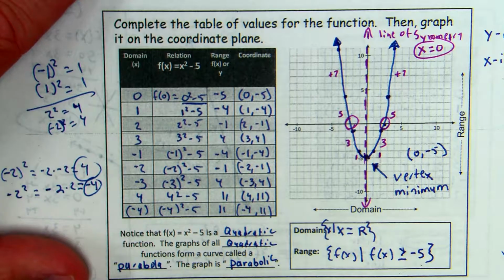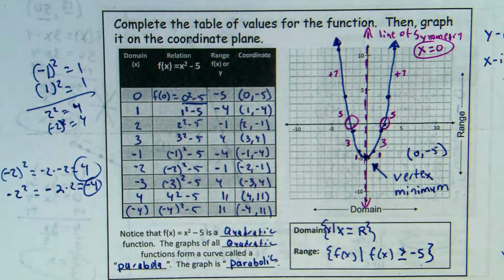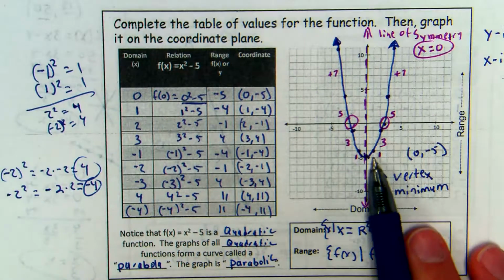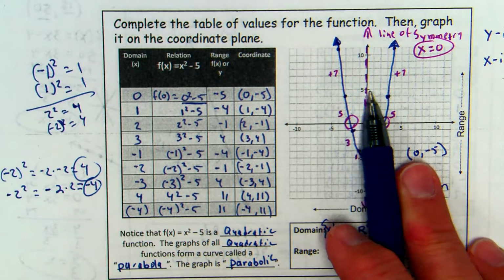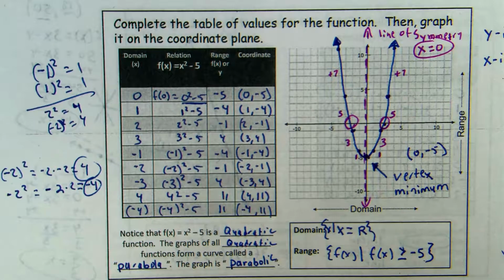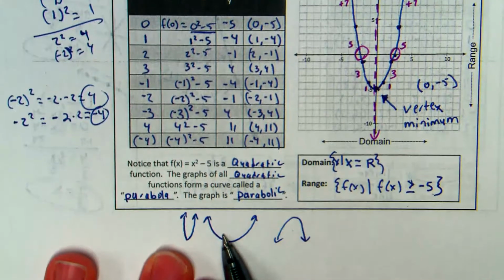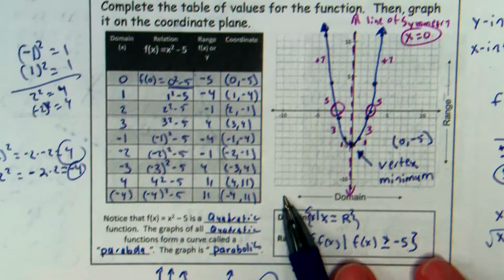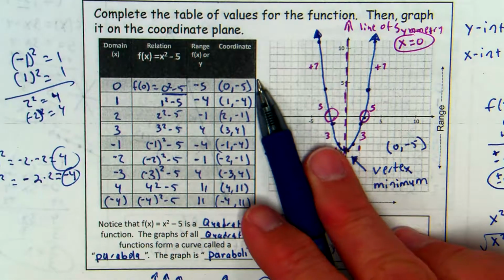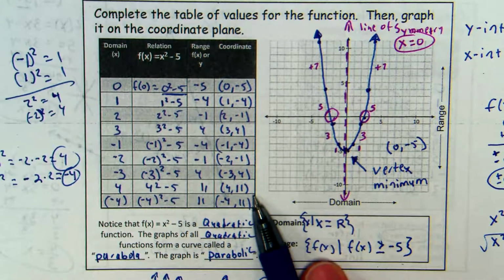Again, this is not the best way. It's not the most efficient way, but it did reveal for us some things that are going to be helpful for us as we look at these in the future. Keep in mind, once you know the type of function and the shape of the function, it will help you eliminate a lot of the work you need to do in the table.